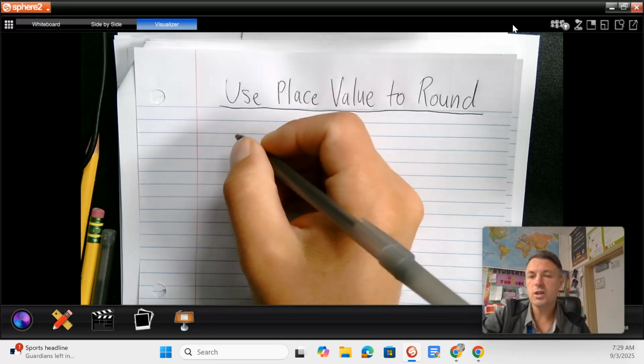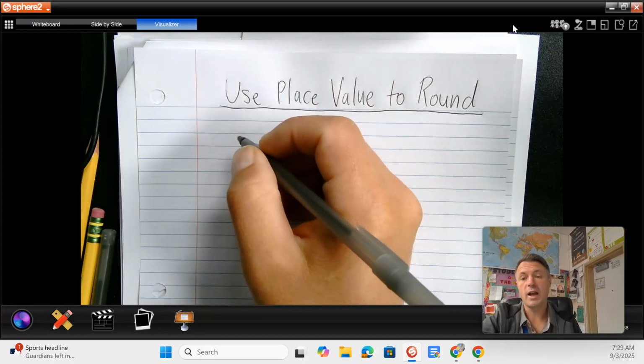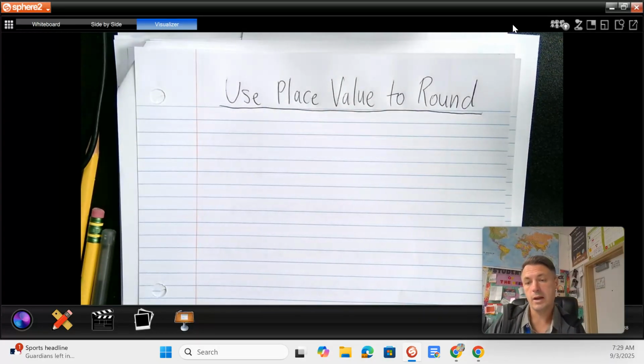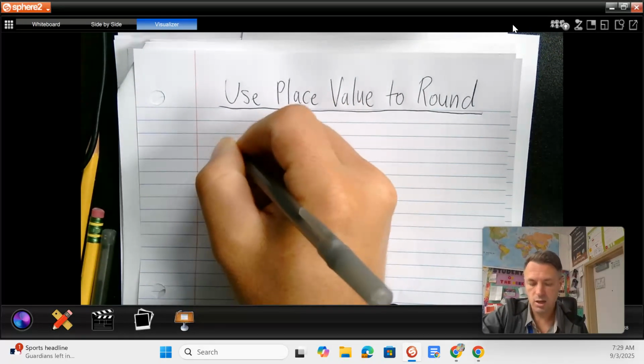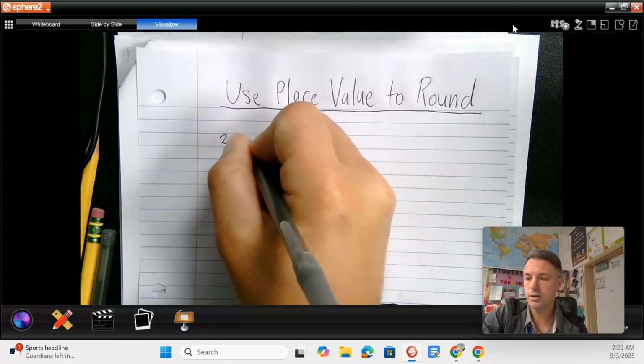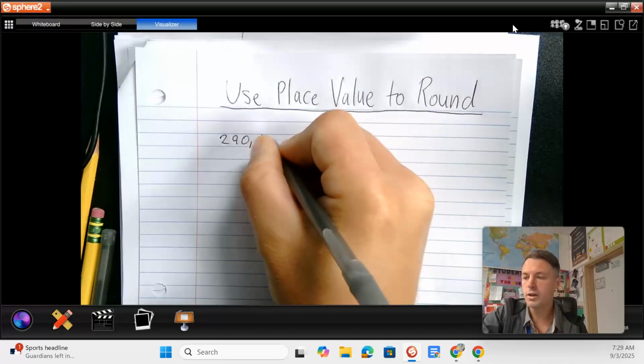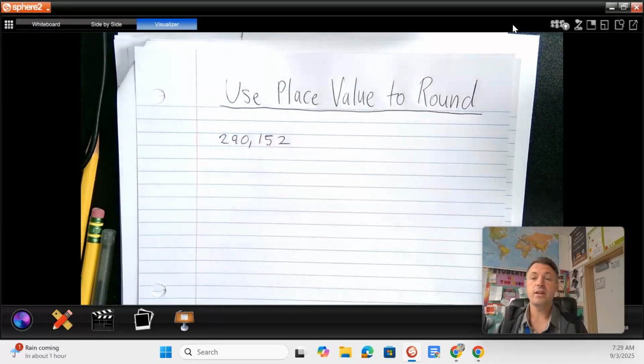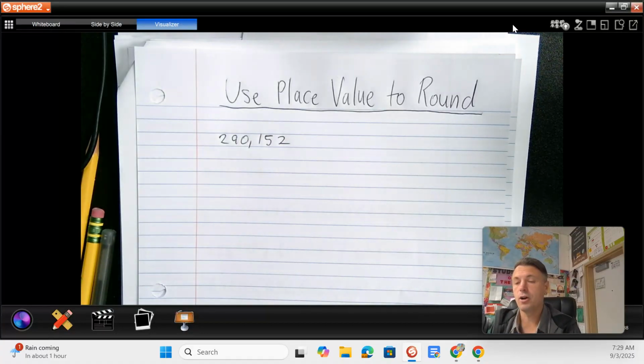So we can use place value to round, because generally when you're told to round, you'll be told what place value position to round to. So let's just jump right into an example here. Let's say we had 290,152. That's a very exact number. But let's say you were told to round to the hundred thousands place.